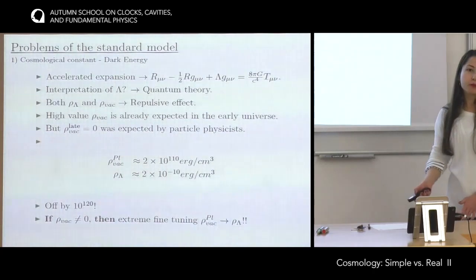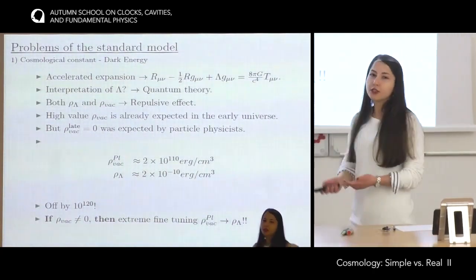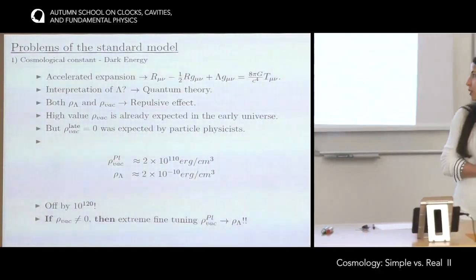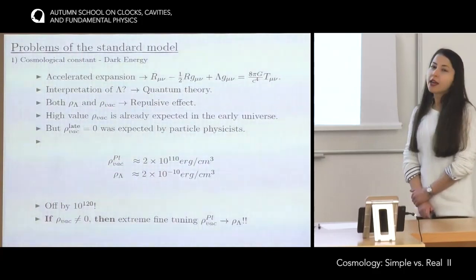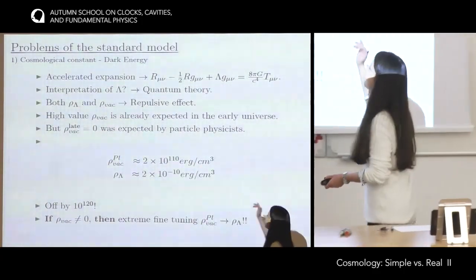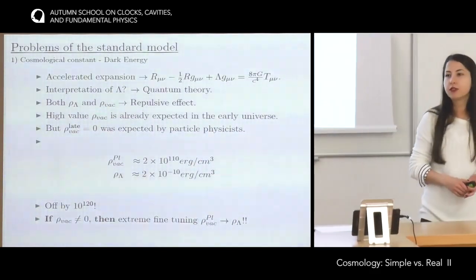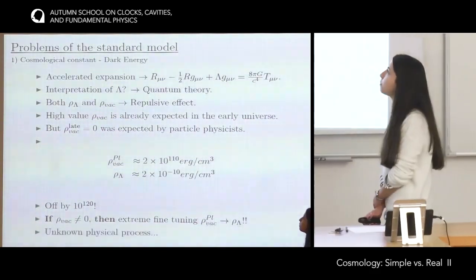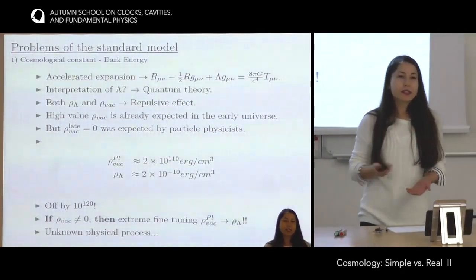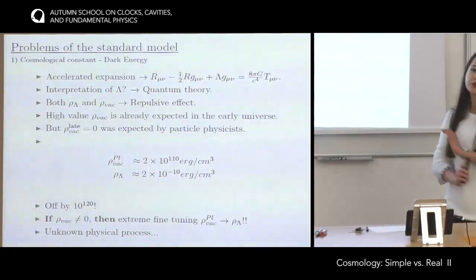Then another problem comes out. If dark energy is predicted by the vacuum energy of the quantum fluctuations, then there has to be an extreme fine-tuning to bring this value to that value, which is already very small. So this is the fine-tuning problem in cosmology. And again, we don't know if there's any physical process which would bring down this large value to the small one.